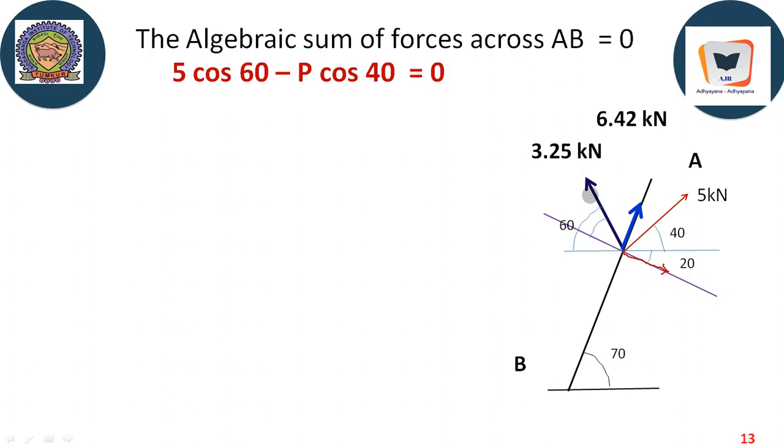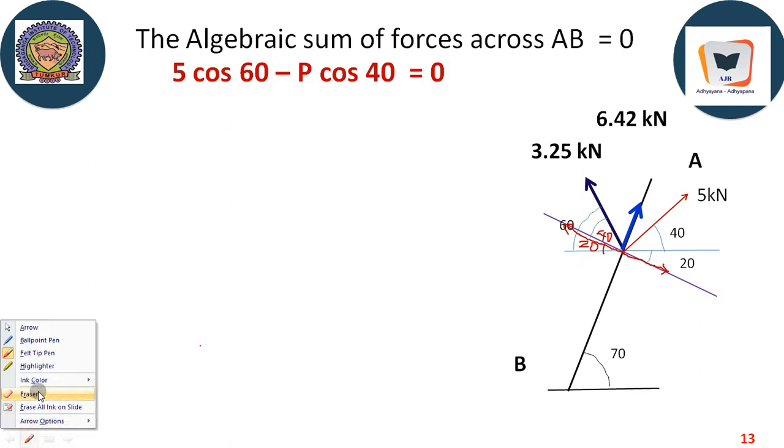Then P cos 40. This angle is 40 degrees, because from here till here it is given to be 60 degrees, and this angle is 20 degrees, vertically opposite angles. Therefore this is 60 minus 20 equal to 40. P cos 40 is going like this. Therefore it is negative. This is positive rightwards, this is negative leftwards, because this purple axis is considered to be the x-axis, let us say.